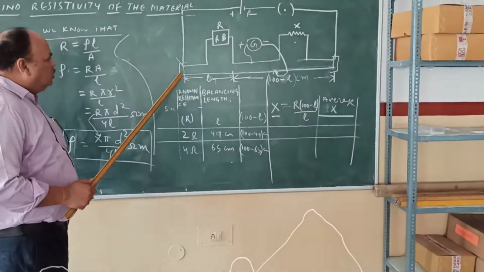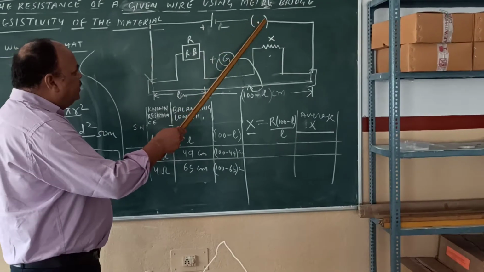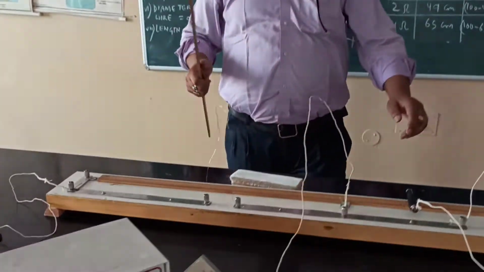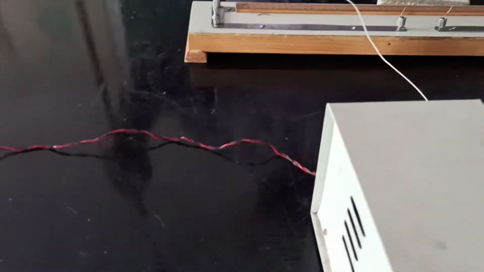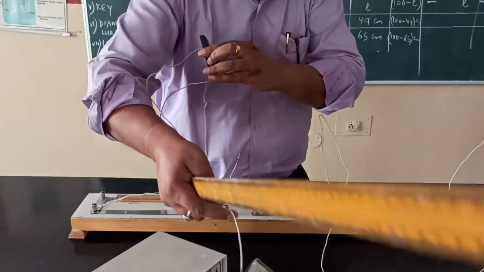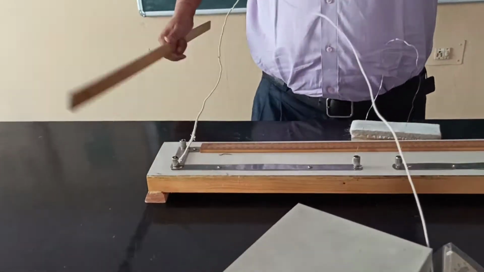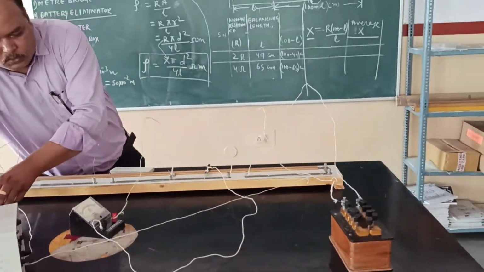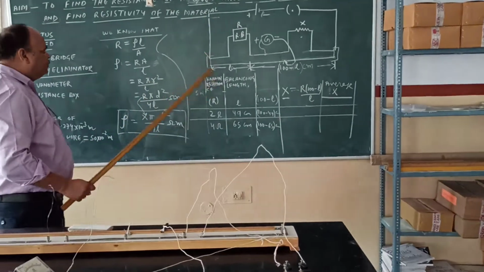Now, the negative terminal of the battery eliminator, which is shown by black, is connected to the right end of the meter bridge through a key. So this is our complete connection.